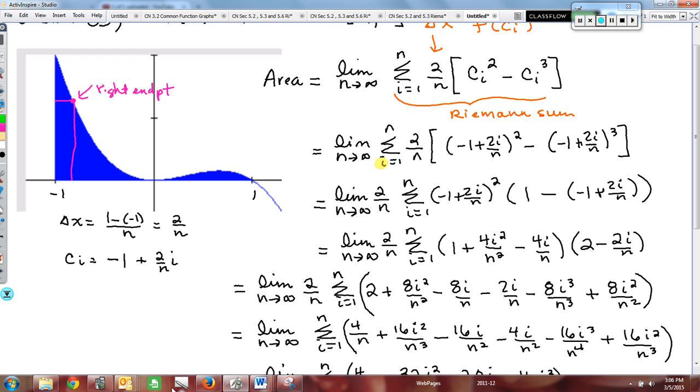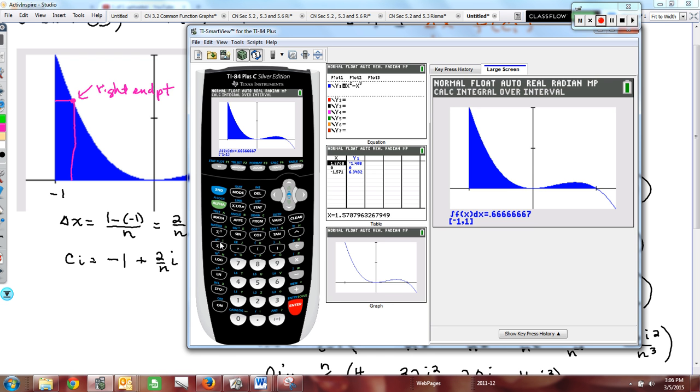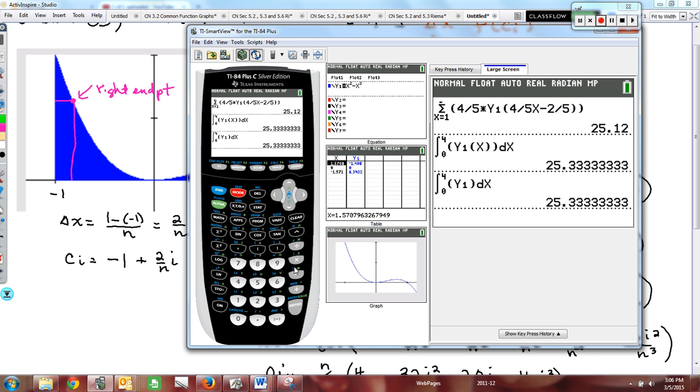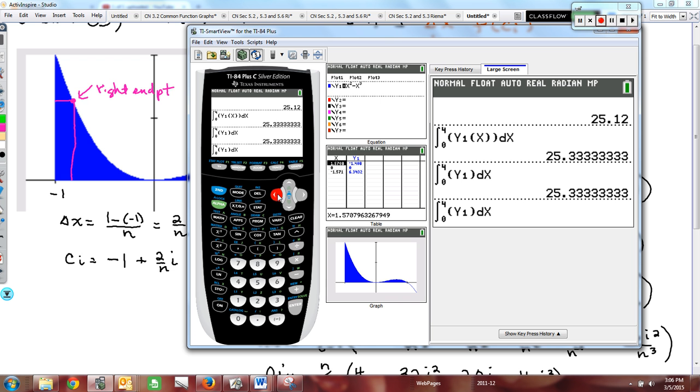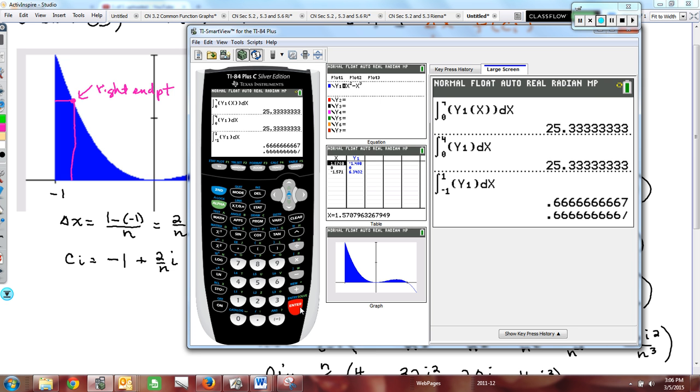And then let's just verify that with the calculator. So I'm going to quit out of that and take my definite integral. I'm just going to cheat. I'm going to go get this since I already had y1 in there. And we're doing from -1 to 1. So let's go down to our bottom here. -1 to 1. And then I can hit enter and get my 2/3 that I just found.